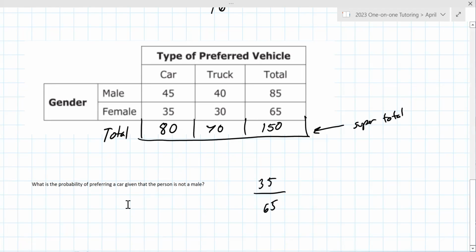Let's be our last one of these. What is the probability the person is male given that they do not own a truck?